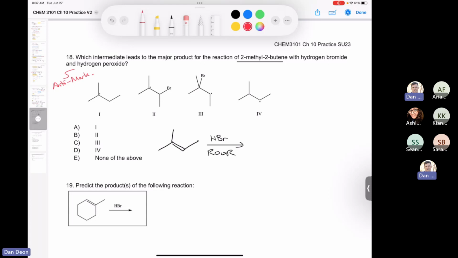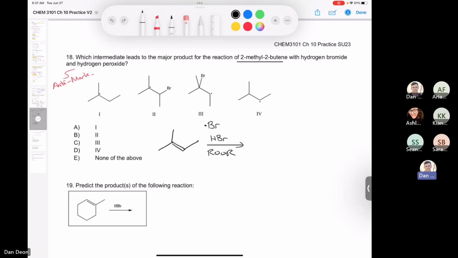So it's asking us about the intermediate. So, if we draw just a bromine radical, if I highlight this carbon in yellow and this carbon in red, I'm going to ask you a question: which one is the bromine going to add to? And it's not a trick question. It's going to add to the carbon in red, exactly.